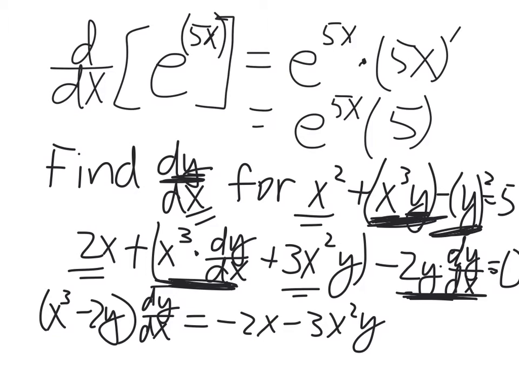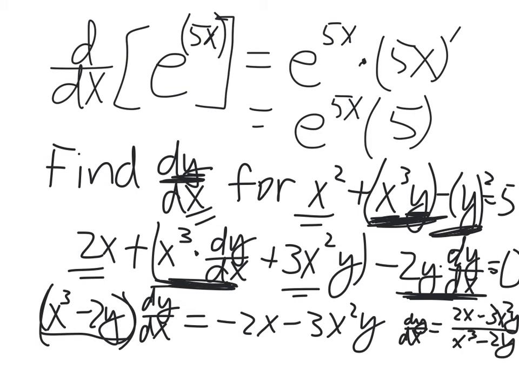And then to finish that off, we do what? Okay, divide by this factor. So dy by dx, we got our 2x minus 3x squared y all over x cubed minus 2y. So that's finding dy by dx using implicit differentiation.